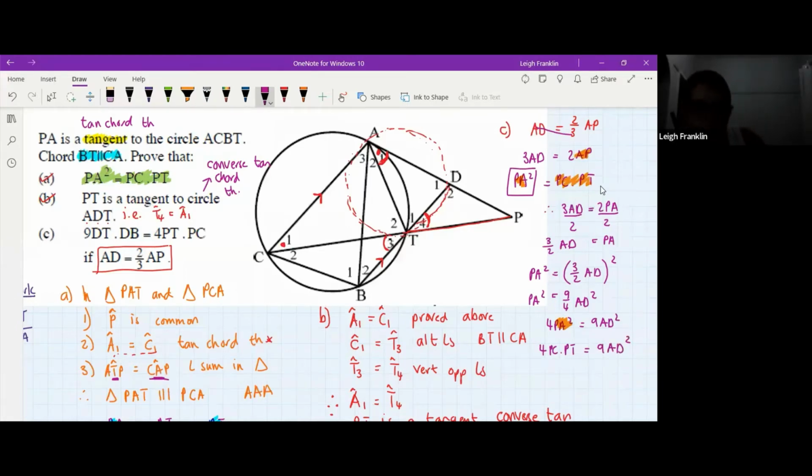All right, so where are we now? We've got 4 PT times PC, so we've got the right-hand side over there, and 9 AD squared. So now what we need to do, does anybody know what we need to do now without me telling you? Do you know what the next step is?